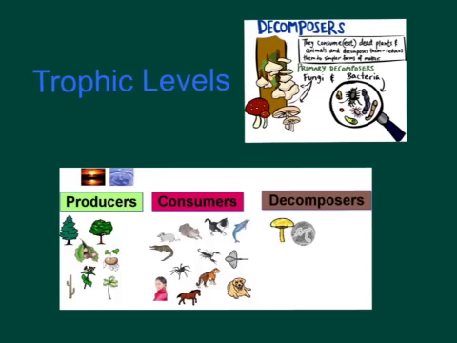And they decompose all the energies and bring them back into the energy flow. Okay, trophic levels. We have the producers and the consumers.